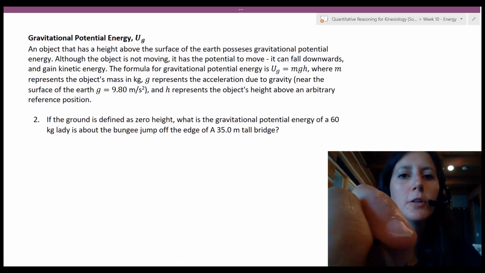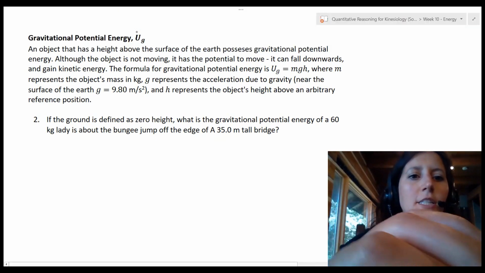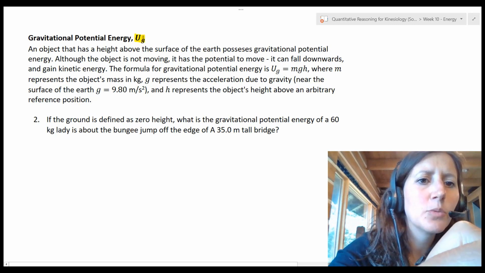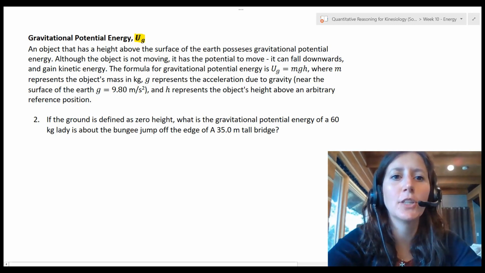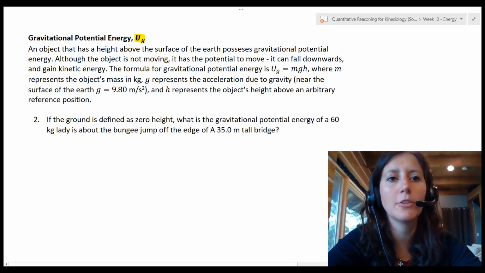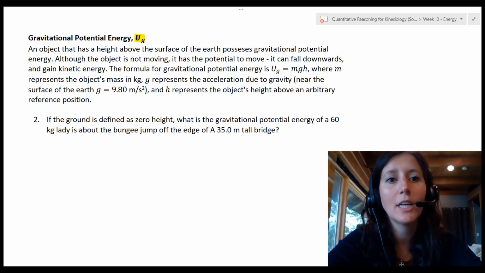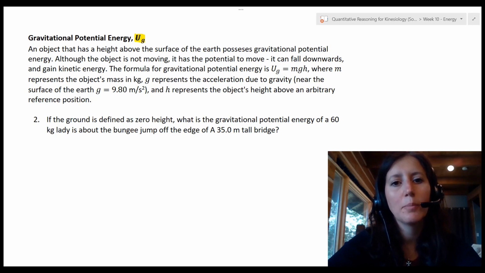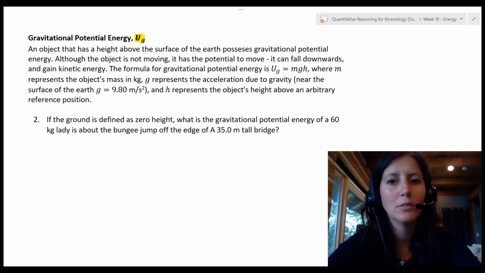All right, so the symbol for gravitational potential energy is UG. G for gravitational, and U is what the letter is that they use for potential energy. So all the other types of energy we're going to discuss are potential energies, so they'll have U's there instead of E's. Okay, so an object that has a height above the surface of the Earth possesses gravitational potential energy. Even though the object's not moving, it has the potential to move. It can fall downwards and gain kinetic energy.